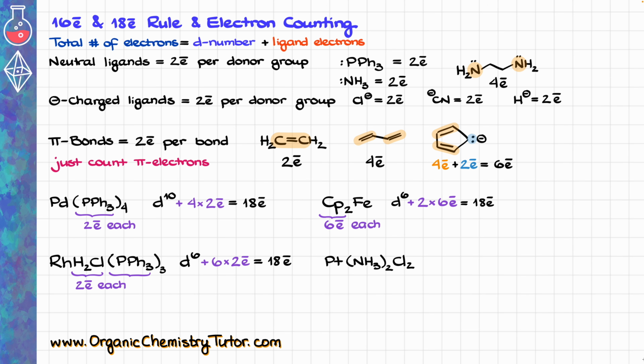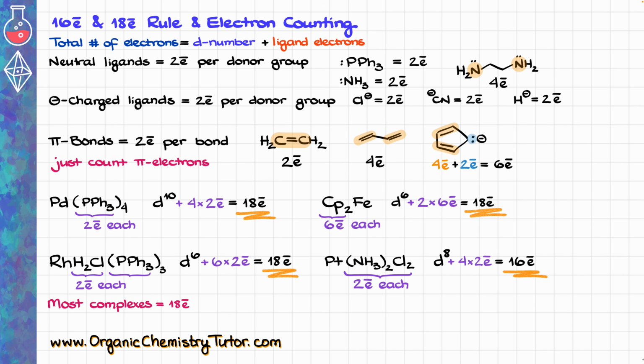And let's do just one more example. This is a D8 complex. Each ligand here gives us 2 electrons as per usual, so we get D8 plus 4 multiplied by 2 for all of our ligands, in this case giving us 16 electrons. And I'm sure you're already sensing the trend here. We're always going to either get 18 or 16 electrons.